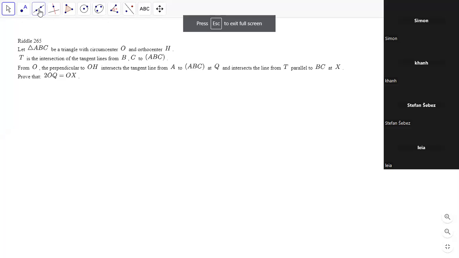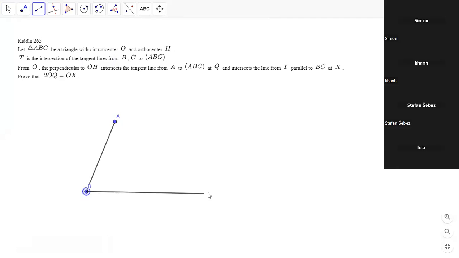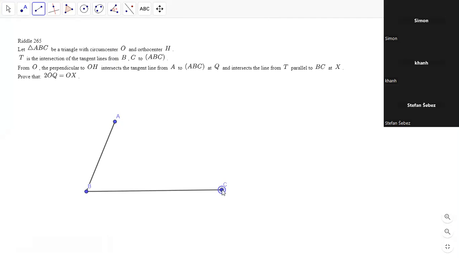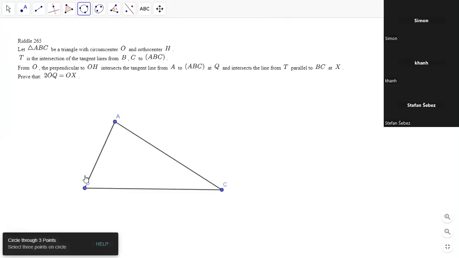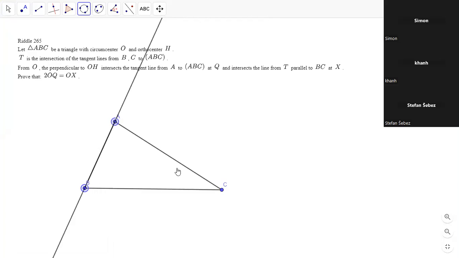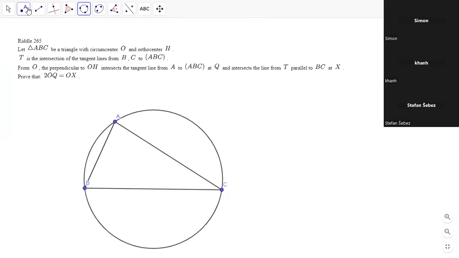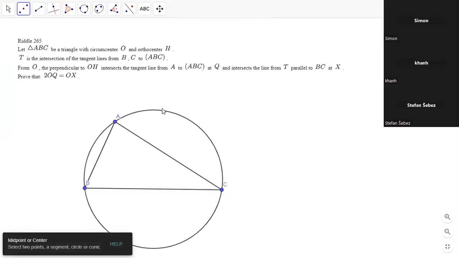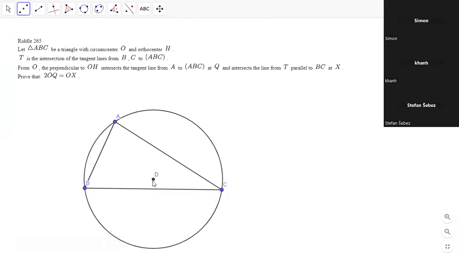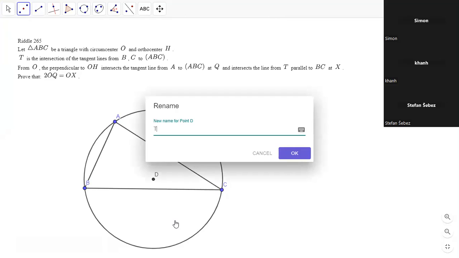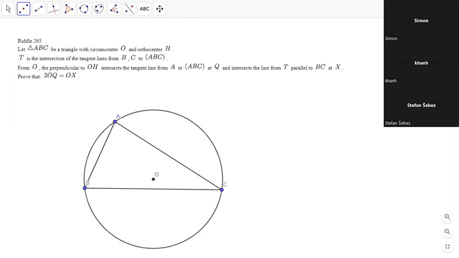So here is the first problem. It's a riddle, so it might be a little bit harder than some of the other ones. We have a triangle ABC with circumcenter O and orthocenter H. Then we draw the two tangents at B and C, and we let them intersect at T. This is why I thought it might be a symmedian related problem. Whoops, this is O, H is the orthocenter.